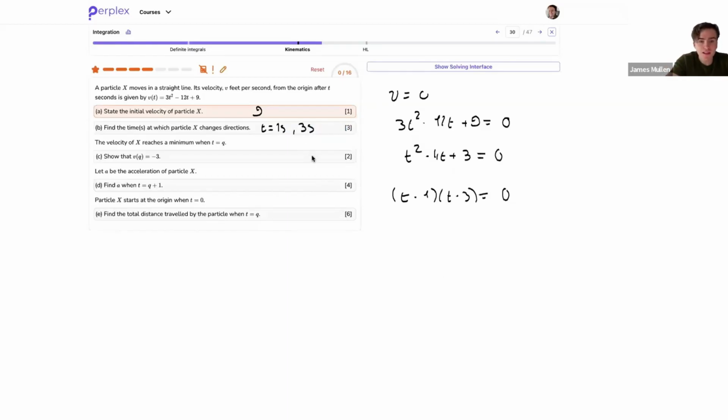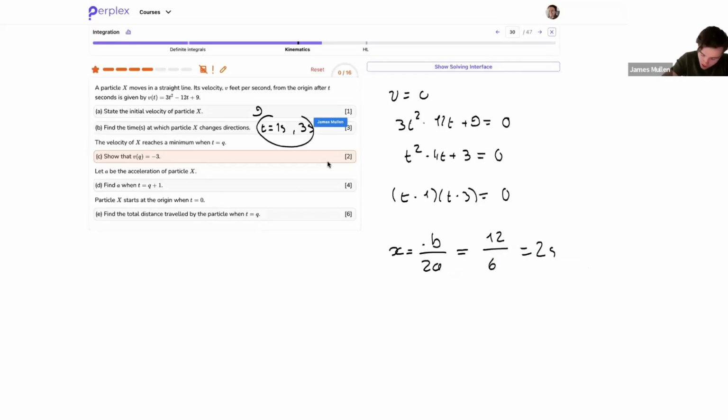Now, part C. The velocity reaches a minimum when t is equal to q. Okay, so I have a quadratic 3t squared minus 12t plus 9. And that has a minimum when t is equal to negative b over 2a, the axis of symmetry. So in particular, it's negative negative 12 over 6, which is equal to 2 seconds, halfway between the roots, I will also note. So I have q equals 2 seconds, and now I have to plug that into v to show what the velocity is at that point.